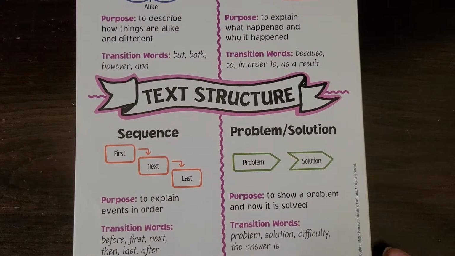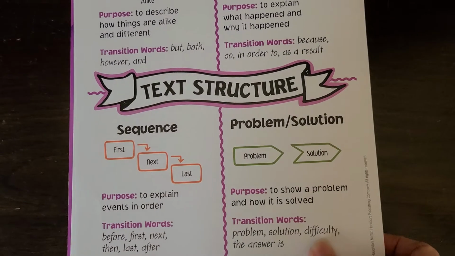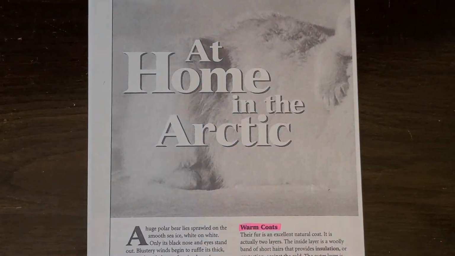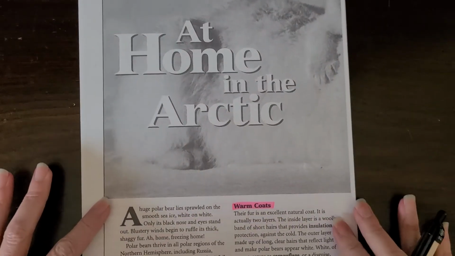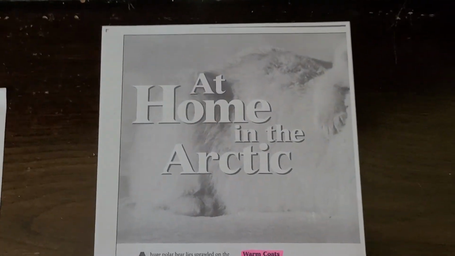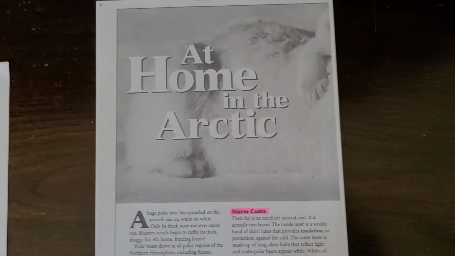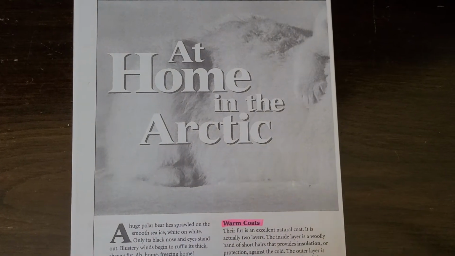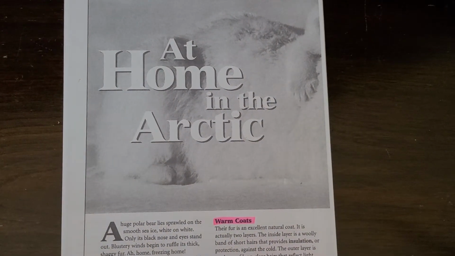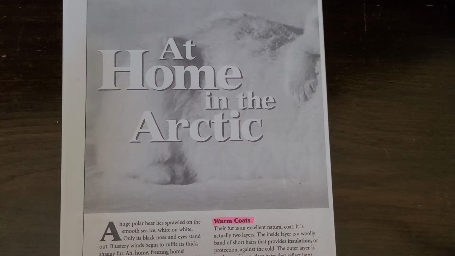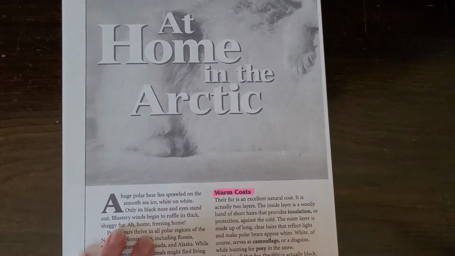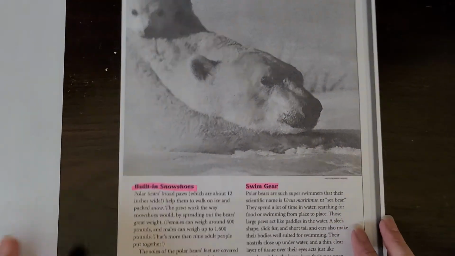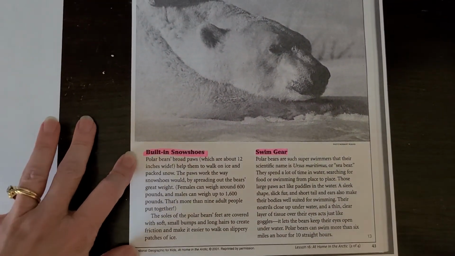Yesterday I started with the story "At Home in the Arctic" with the polar bears. I didn't actually read the whole story because it's a very long one. I just wanted to read snippets because this gets to be a long video if I read everything. I'm only going to read a few of the sections to help us with our graphic organizers for today. The first section we're going to use is warm coats, and I've already read that section. The next section we're going to be looking into is built-in snowshoes.